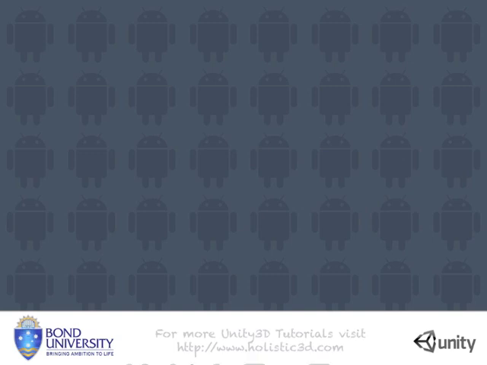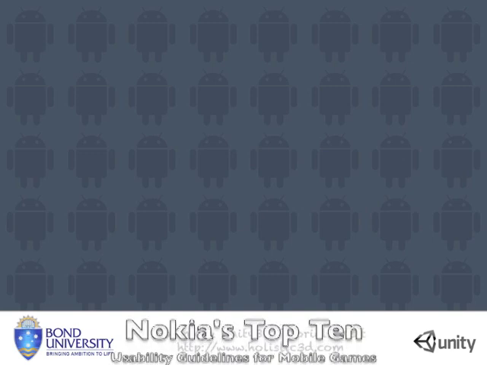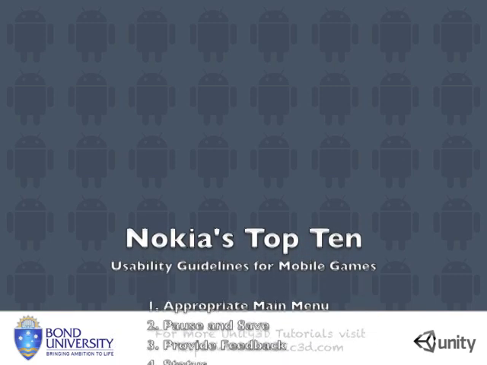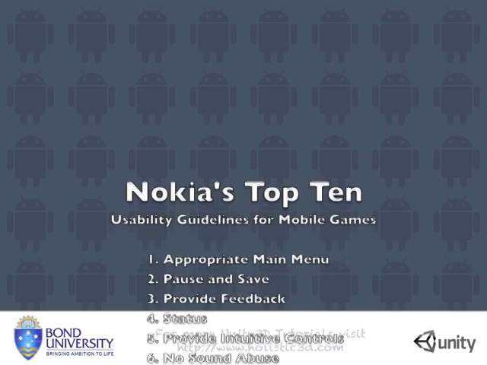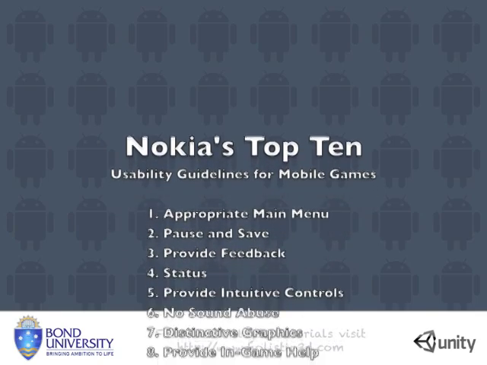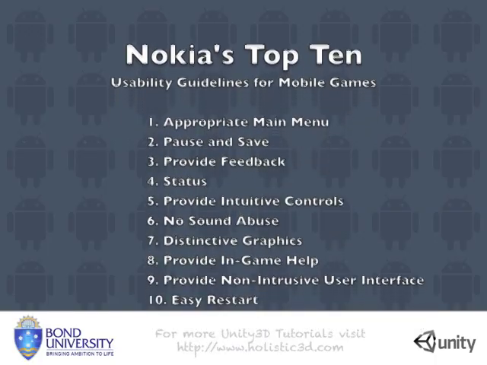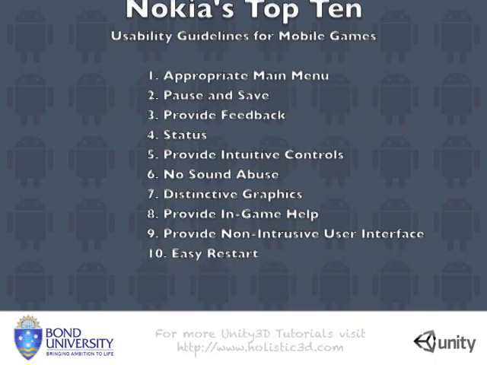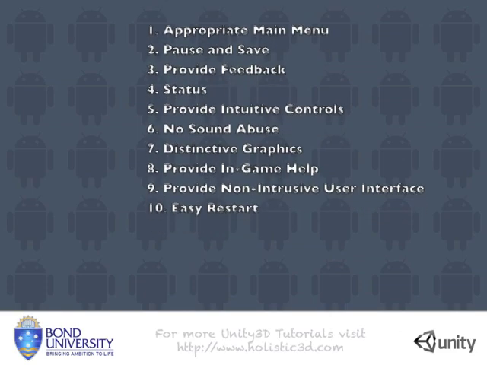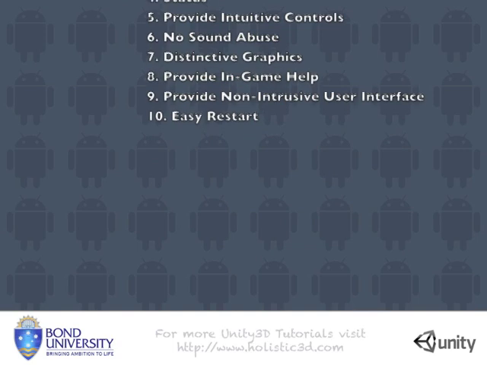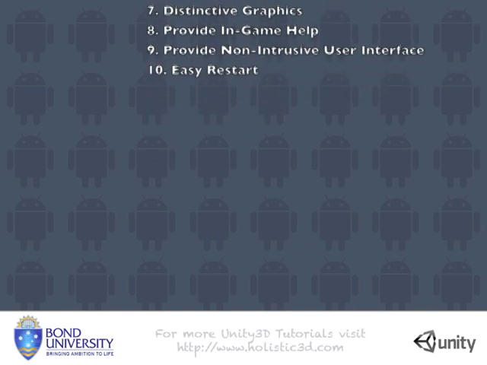After much research, Nokia came up with over 200 usability guidelines for mobile games. Here's the top 10. Make sure you have an appropriate main menu, the ability to pause and save, provide feedback, show the status, have intuitive controls, do not abuse the sound, distinctive graphics, in-game help, non-intrusive user interface, and an easy restart.